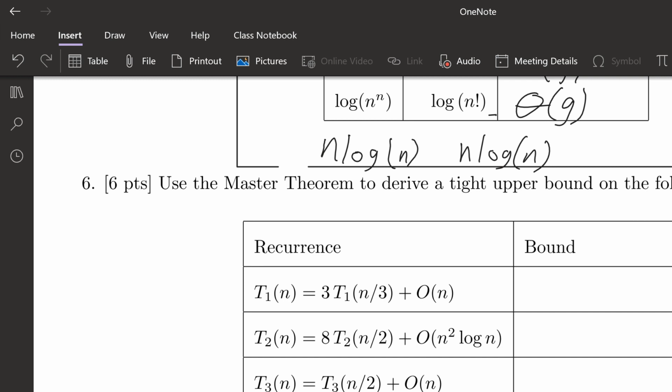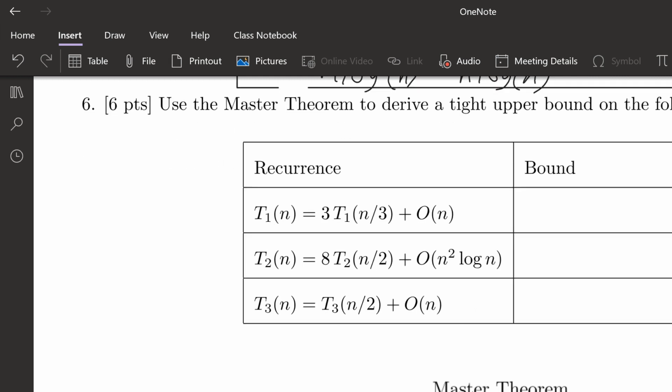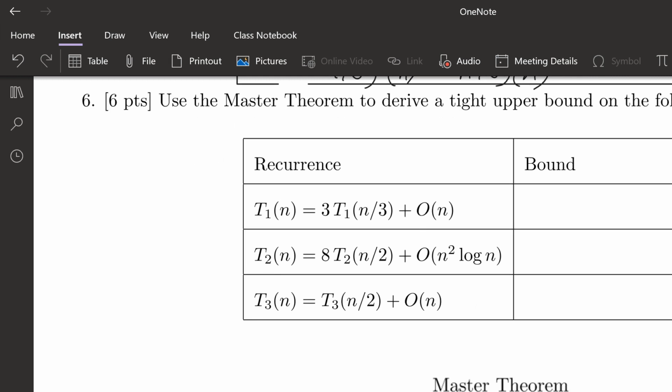Okay, number 6. Use the master theorem to derive a tight upper bound on the following 3 recurrences. Again, using the power of the Surface, I have relocated the master theorem in between these 2 pages for our convenient look. But in the real exam, you could just look to the front page and you would see it there. I don't think these ones are terribly difficult, except for maybe the second one, but we can just go through them.